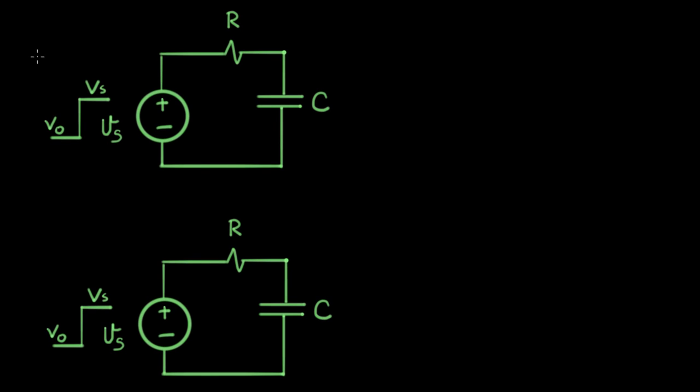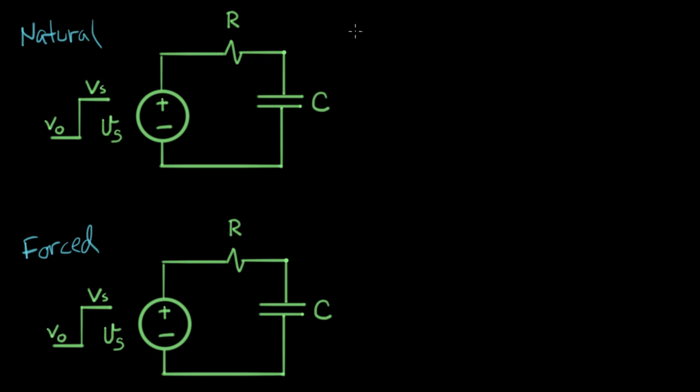So here's two copies of our circuit. On the top one, we're going to solve for the natural response. And on the bottom one, we'll use that one for the forced response. All right, let's go to work on the natural.